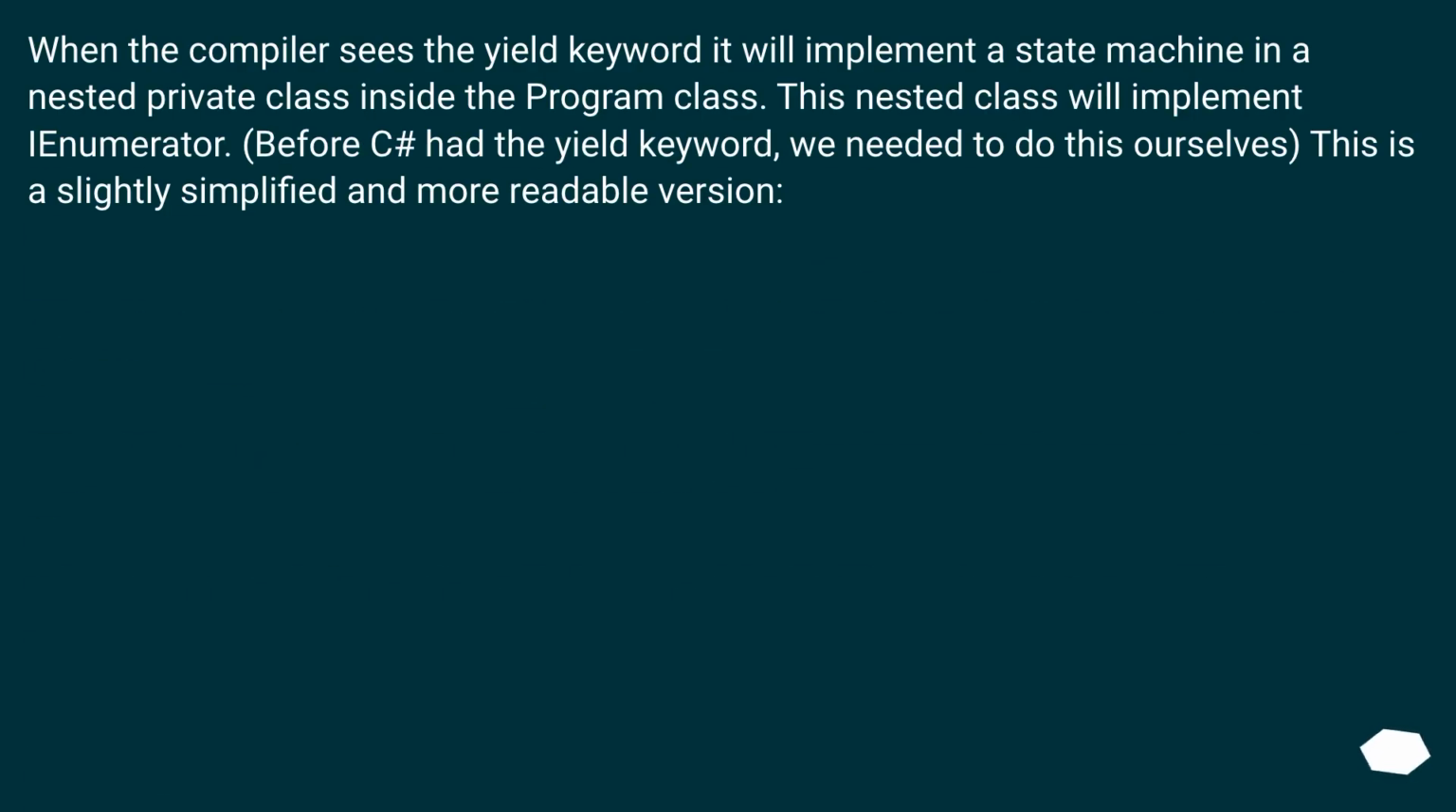When the compiler sees the yield keyword, it will implement a state machine in a nested private class inside the Program class. This nested class will implement IEnumerator. Before C# had the yield keyword, we needed to do this ourselves. This is a slightly simplified and more readable version.